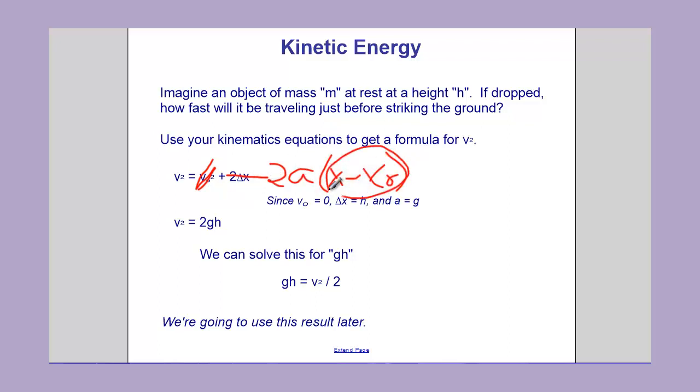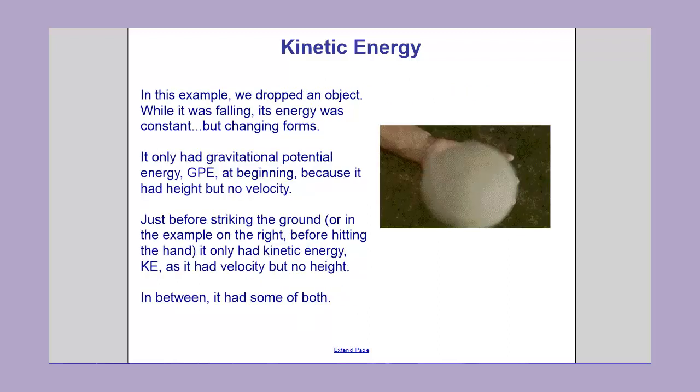So this whole part is replaced by h, and this part is replaced by g, which is how we get this. We can now solve this for gh. So we would get gh by itself by dividing by 2 on both sides, and that's how they get gh equals v squared over 2. So we're going to use that in a little bit.